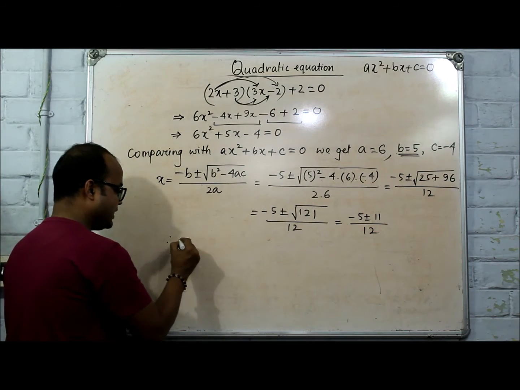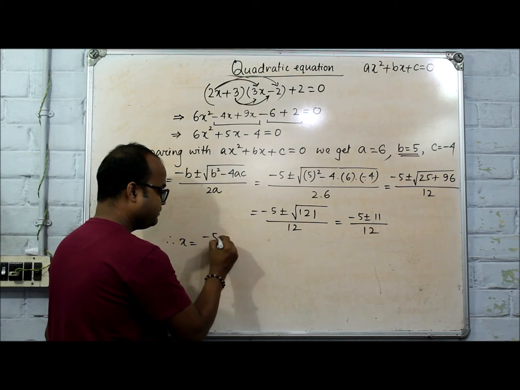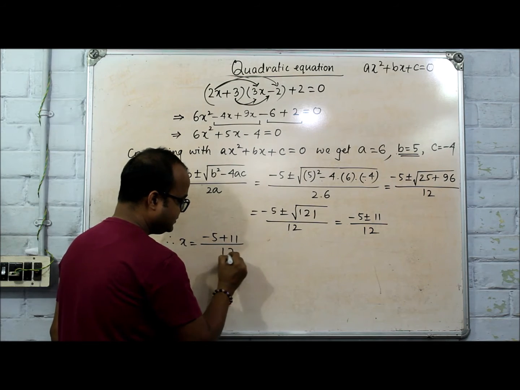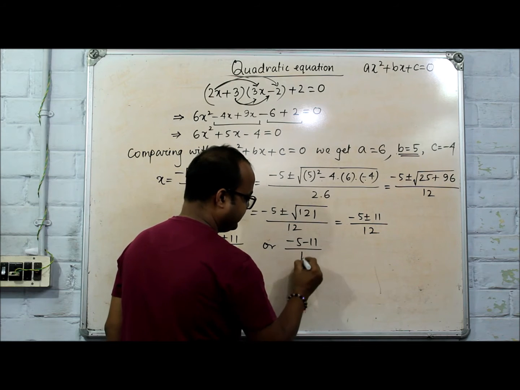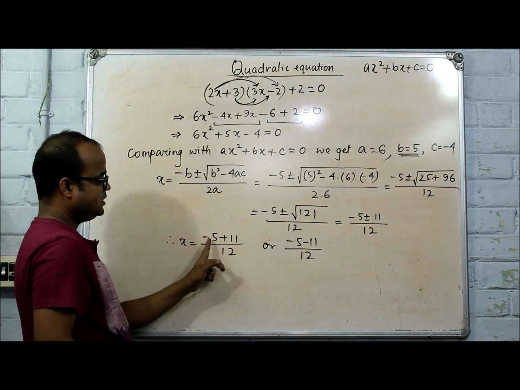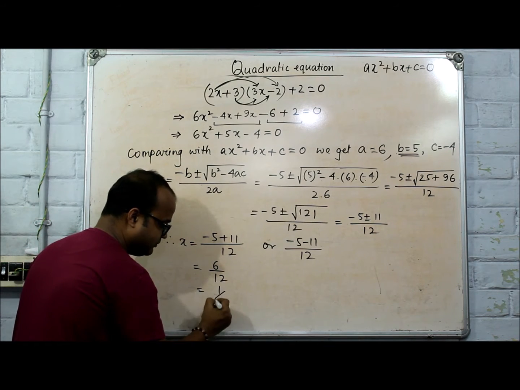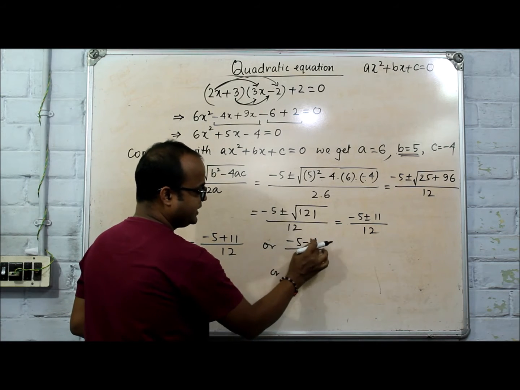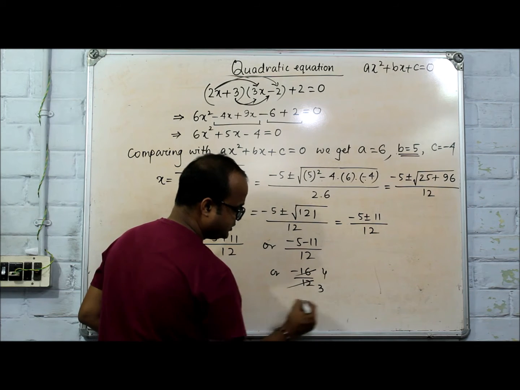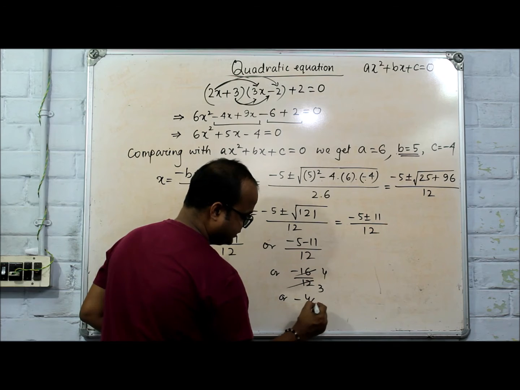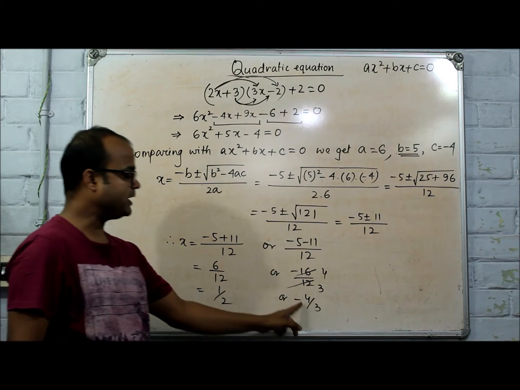So we'll get, therefore x is equal to, we split the term, that is minus 5 plus 11 by 12 or minus 5 minus 11 by 12. If you simplify, so minus 5 plus 11, it is equal to 6 by 12, that is equal to 1 by 2, or minus 5 minus 11, that is minus 16 by 12, 4 3 ja, 4 4 ja, so you are getting minus 4 by 3. So value of x are 1 by 2 or minus 4 by 3.